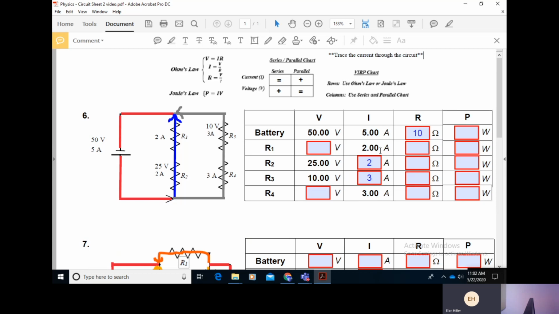Now we still don't have much to go on, because we could use Ohm's law to figure out resistor 2 and resistor 3 since we do know those. So 25 volts divided by 2 amps is 12.5 ohms, and 10 volts divided by 3 amps is 3 1/3 ohms. So we could do that. It's easy to do the calculations as you go because they're very easy calculations. But now how do we figure out these missing voltages? Okay, so here's how we can try this.